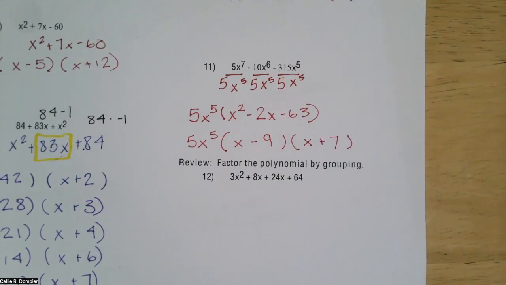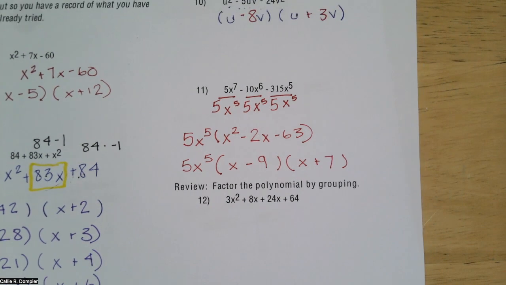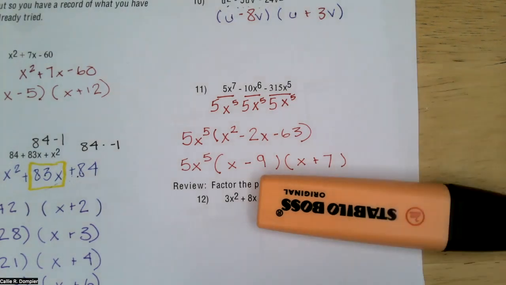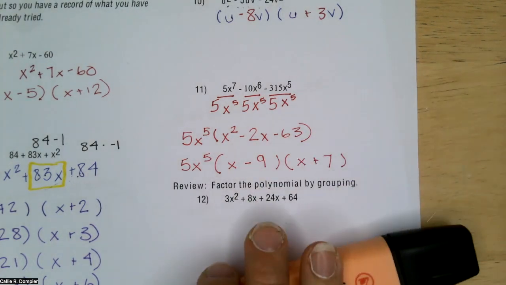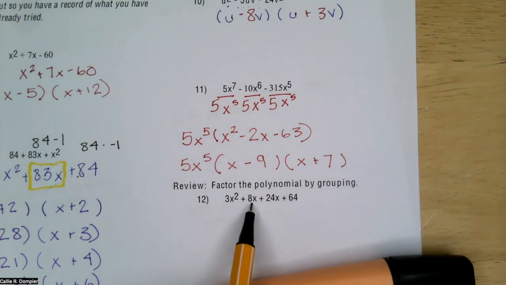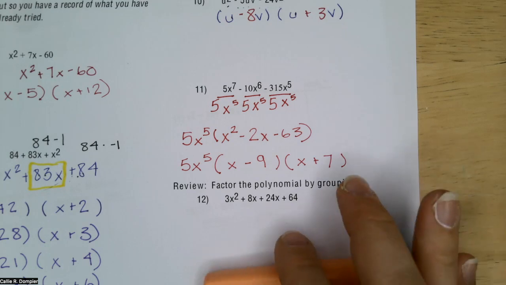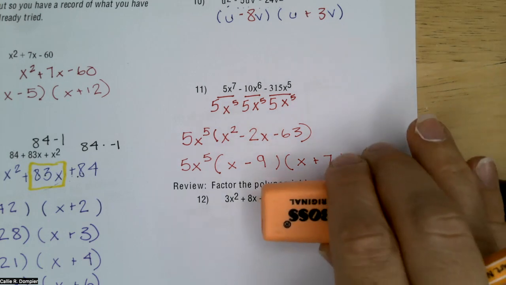So just to review factoring by grouping from 6.1, what we do is we take, well, first we make sure 3x squared, 8x, 24x, and 64. We could combine the 8x and the 24x, but we don't want to do that. We're still trying to factor, not combine like terms, okay? So is there a like term we can factor out? There is not, so we're just going to split it in half.